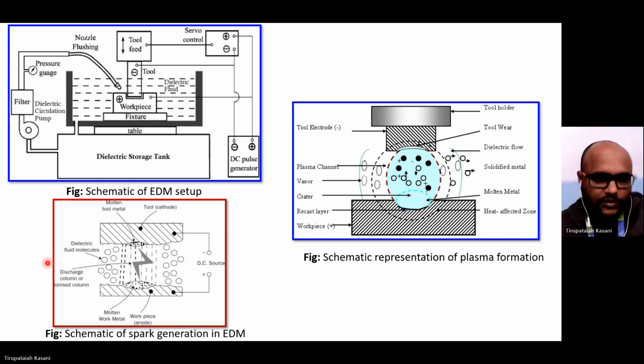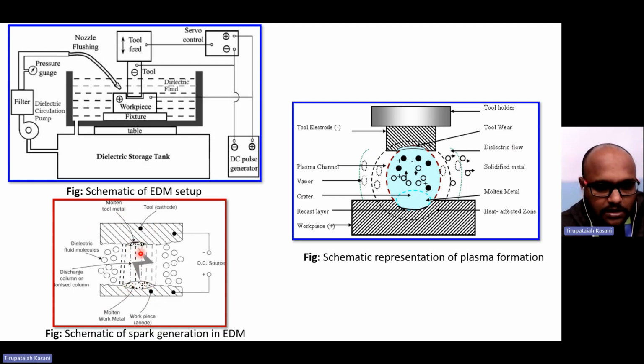See here the schematic of spark generation in EDM. This is the molten work metal. This is the workpiece, that is the anode, and this is the cathode tool, that is plus and negative. This is the molten metal. See here, a small amount of molten metal. Here it is a high amount of molten metal.